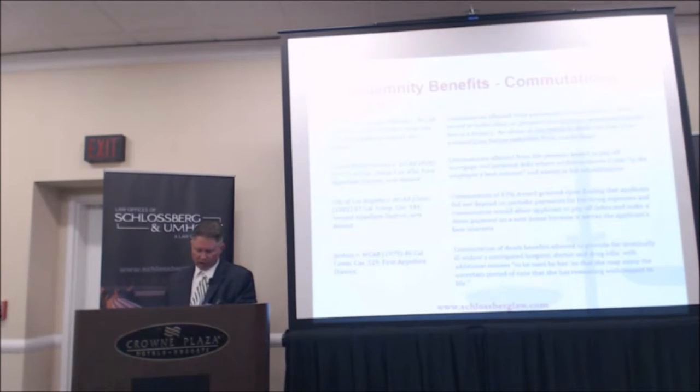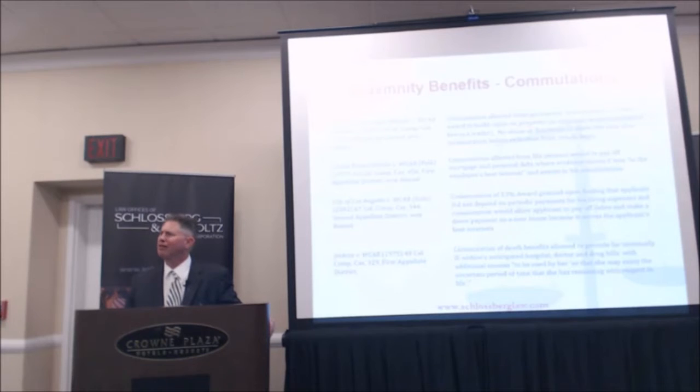But when you go down, you will find, I'd like to talk about the Jenkins case. Is it up there now? Yeah. They provided commutation for a terminally ill widow who was collecting the death benefits from her husband's death. And they did it for anticipated hospital and doctor drug bills. And they gave her the money so that she may enjoy the uncertain period of time that she has remaining with respect to life. I'm trying to picture the claims examiner who had a terminally ill widow saying, no, you can't have any of that money now. You're going to continue getting the $224 a week until you pass.